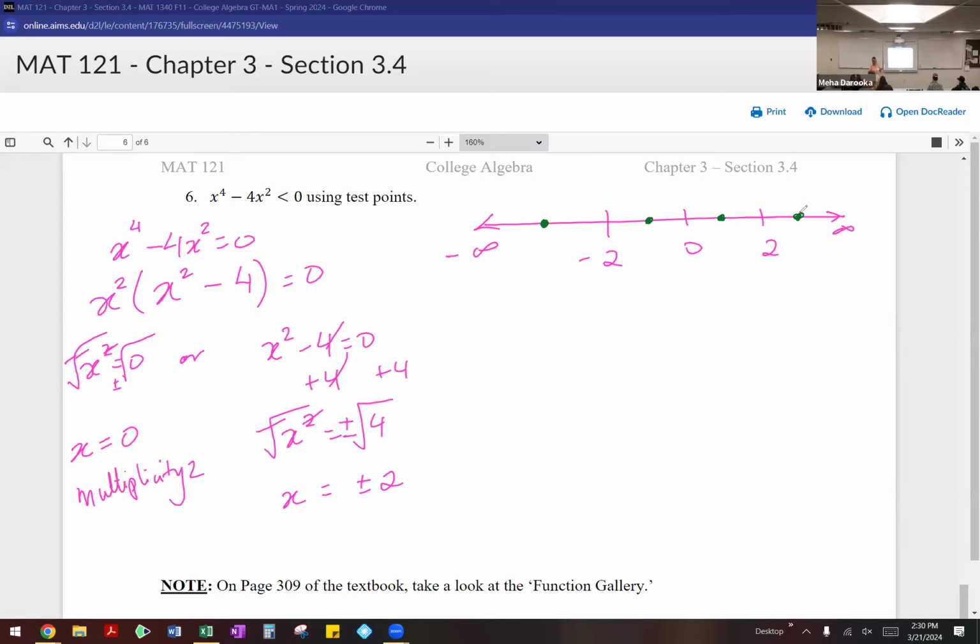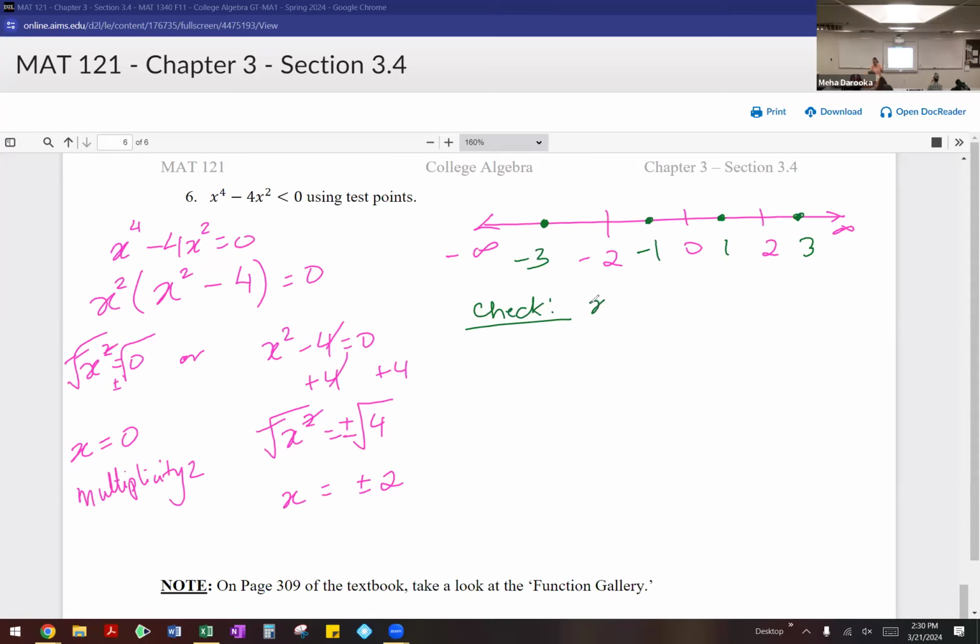-3. Yeah, -3 works. Between -2 and 0, -1. Between 0 and 2, and between 2 and infinity. All right, so we've got our test points. Now, all we need to do is check them in our original polynomial, right? And see if we get a positive or a negative sign when we test. So let's go ahead and check our answers.